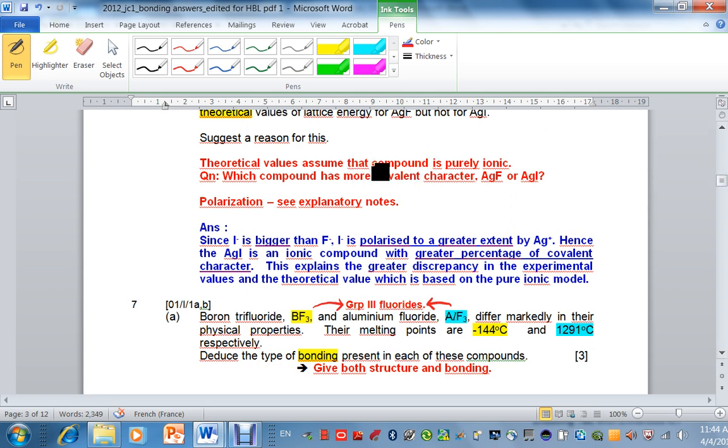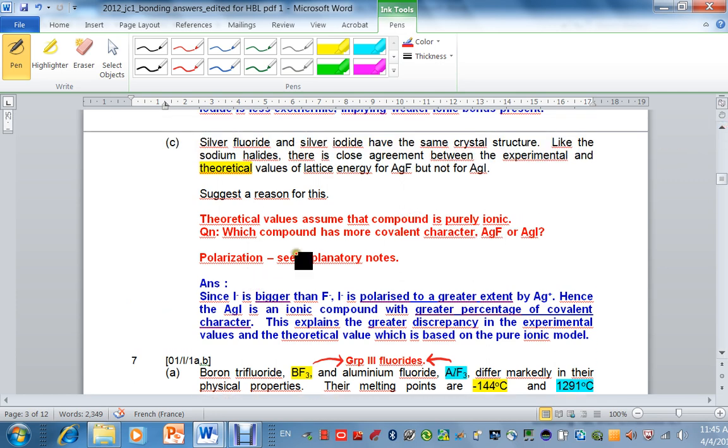Okay, so for this one, you need to understand that the theoretical values actually assume that the compound is purely ionic. But now at A level, you must be used to the fact that compounds need not be purely ionic or purely covalent. The bond can have a mixture of ionic and covalent character. So based on the data, which compound has more covalent character? The answer is silver iodide, right?